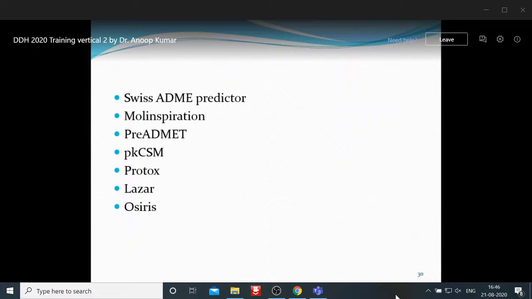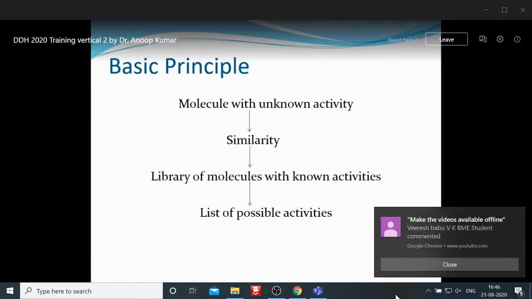They are very easy to use. There is no need to install any software. Some online web servers might ask you for institutional login IDs, and then you can access the server. So these web servers are very easy to use.